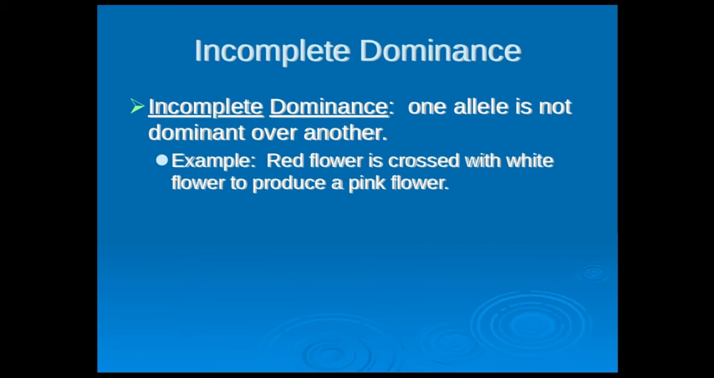Okay? So the first thing we're looking at is incomplete dominance. All right? This is when one allele is not dominant over the other, so it's incomplete. So this would be when you have a red flower crossed with a white flower, and it makes a pink flower. All right? So in the past, we were looking at maybe red being dominant, and if you had the capital letter it was always red. In this case, you have a red flower, which is dominant, and a white flower that's dominant, but neither one is showing dominance over the other.